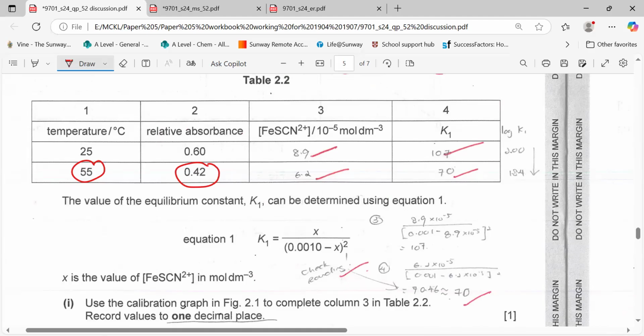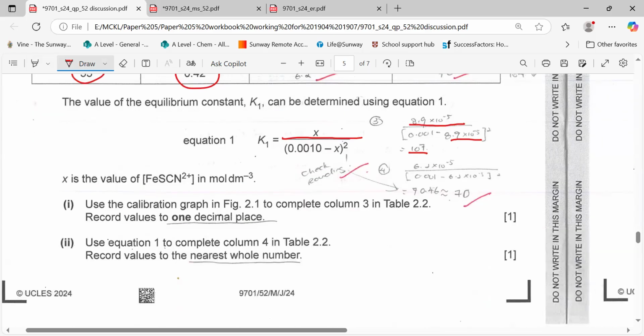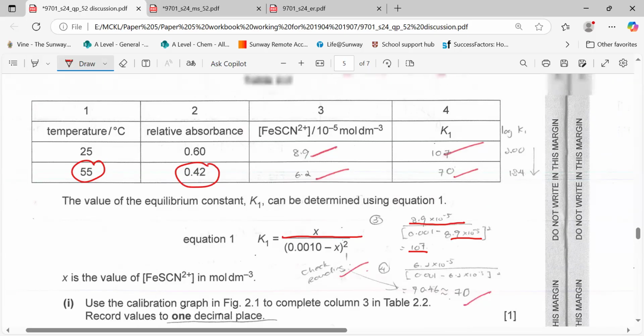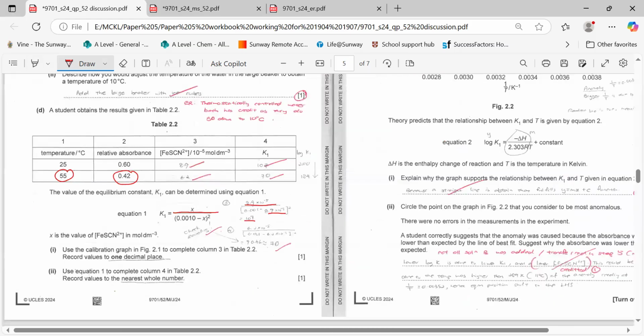Okay. Now then you put your x, which is the 8.9, according to the formula, 0.0010 minus the same 8.9, you square it, that is your K. I just follow the formula and I put the number in. All right, so you go according to the number that you read from your line, okay, and record the value to the nearest whole number. That's why you see me in whole number here. Settle. Continuing.